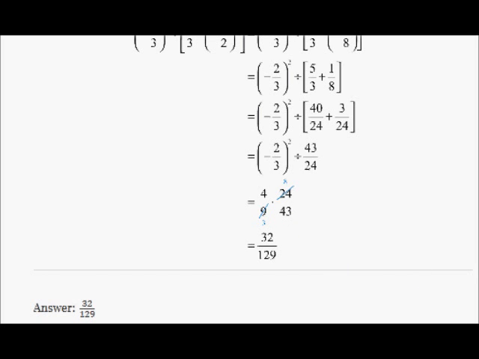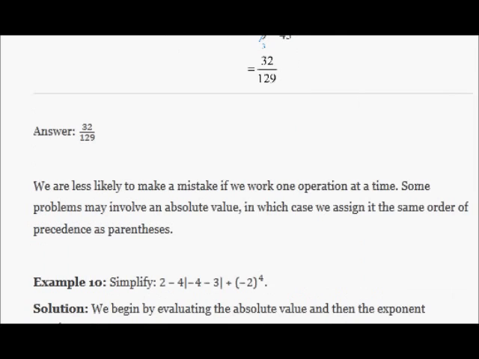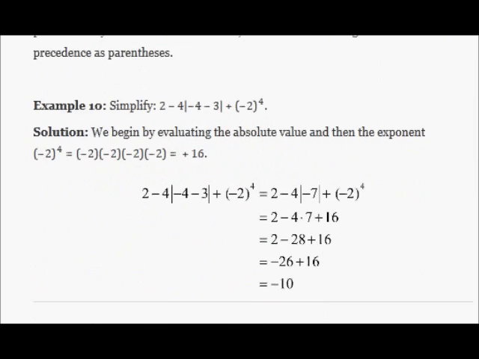Well, you can cancel a little bit here, not a whole lot, but you can cancel a little bit. You see that 9 is 3 times 3, 24 is 3 times 8, so you can take 3 out, leave 3 down here, take 3 out, leave 8 up here. So you end up with 4 times 8 is 32 in the numerator, 3 times 43 is 129 in the denominator.